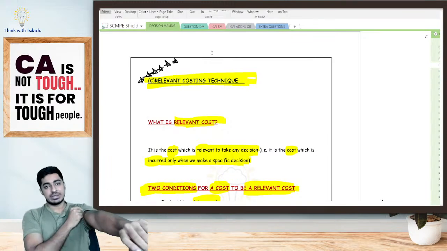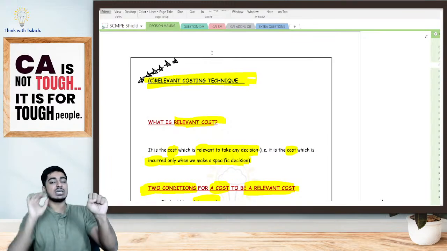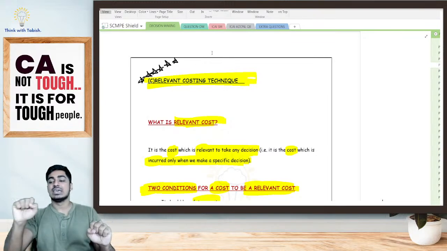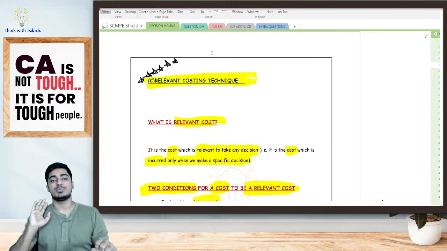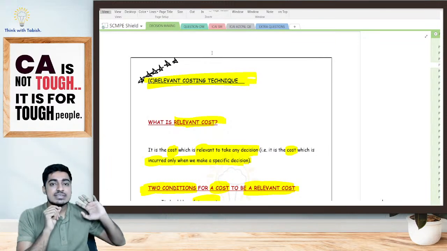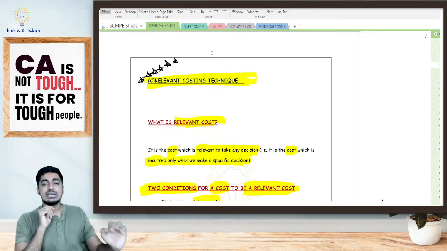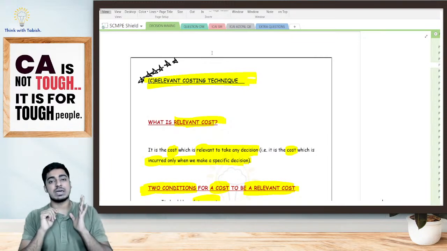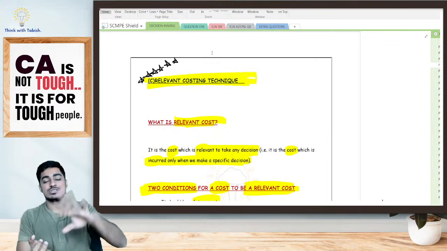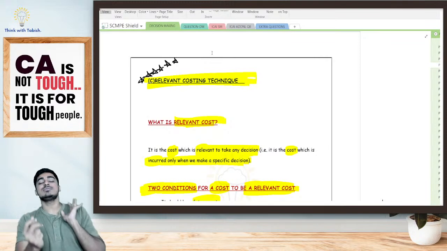Next, we went to labor. Either it could be existing employees or new employees, additional employees, casual employees, temporary employees. For new employees, whatever wages I am going to pay will be relevant. For existing employees, I ask whether there is a spare capacity. If there is a spare capacity, irrelevant. If there is no spare capacity, then the wages plus the opportunity cost is going to be relevant. Clear?